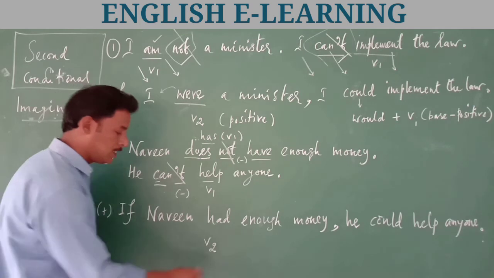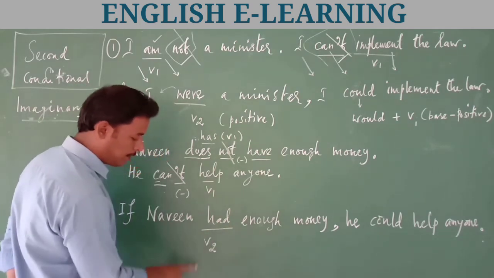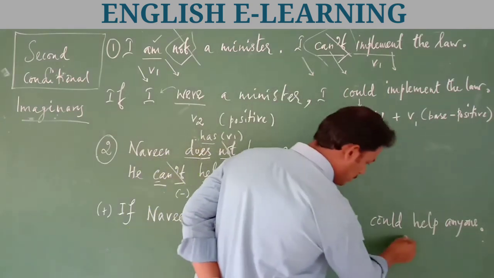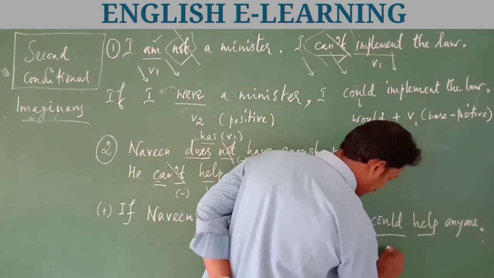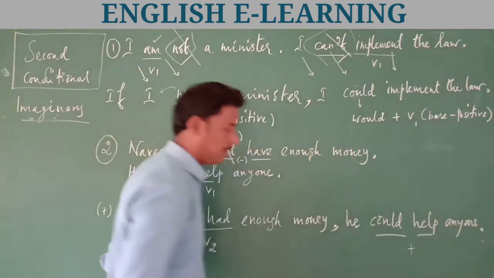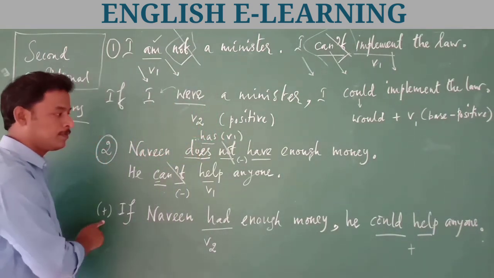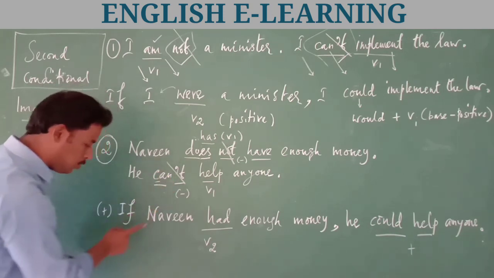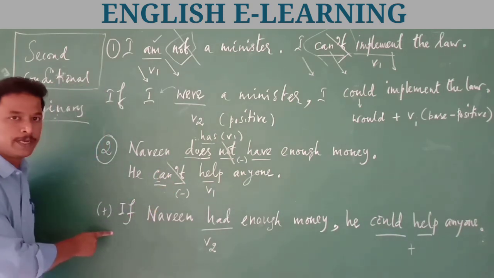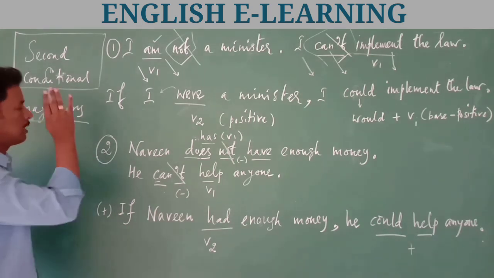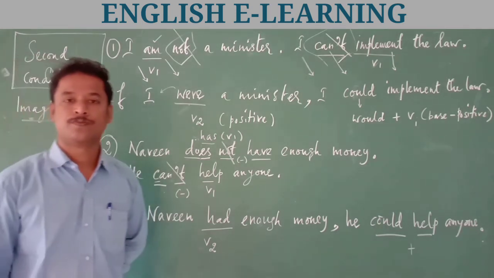Right. So the answer is, if Naveen had enough money, he could help anyone. If you analyze the sentence, the verb is in simple past and the result is also in the simple past, that is could plus base form. And the mood is in the positive. The negative idea should be converted into positive idea. This is the step to be followed in conditional class 2.